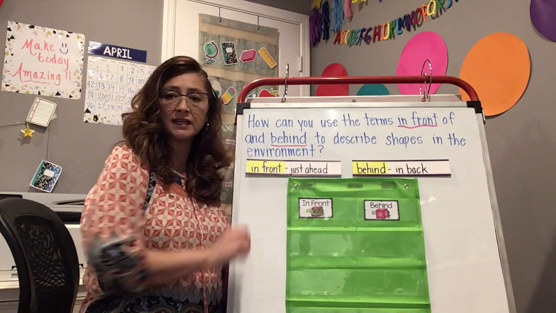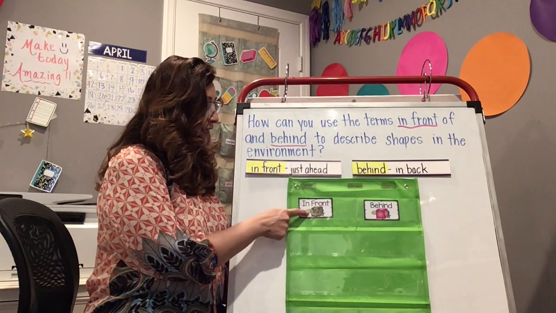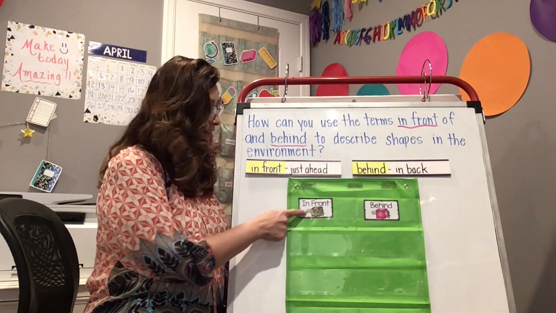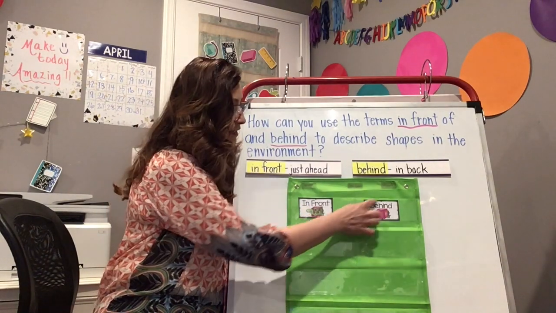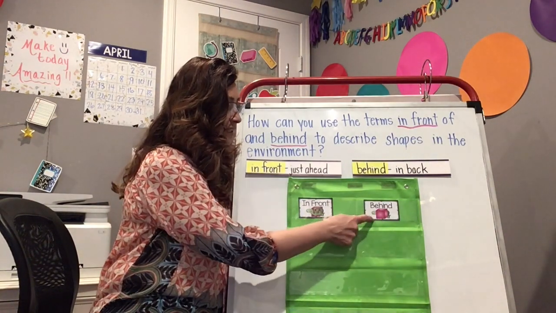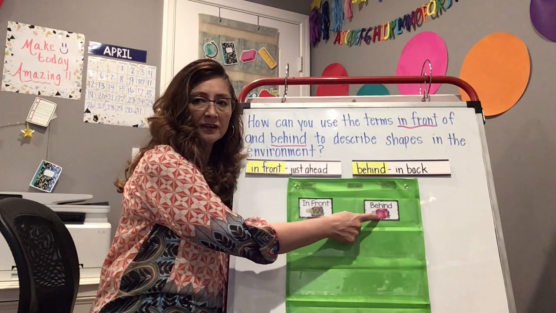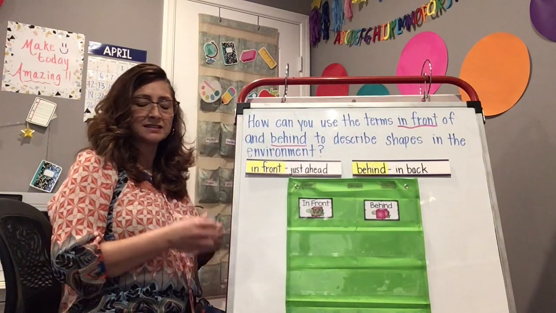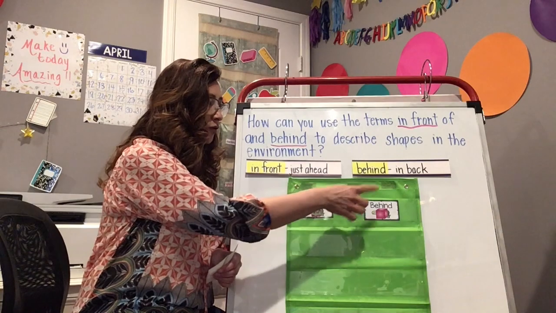Let's take a look at this animal. Is this turtle in front of the cube? Yes, that's right. The turtle is in front of the cube. Now let's see where the turtle is now. That's right. The turtle is behind the cube. How do you know that the turtle is behind the cube? Yes, that's right. There's a part of her that we can't see. Very good. Let's take a look at a few more pictures and identify if they belong in front or behind.